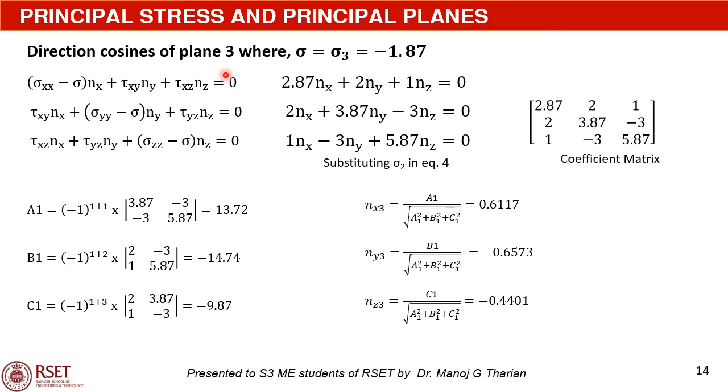Also, here I have calculated the direction cosines for the principal plane 3, where sigma equal to sigma 3 is equal to -1.87. We substitute this value of sigma 3 equal to -1.87 instead of sigma in the set of three equations. We will get these three simultaneous linear equations. This is the coefficient matrix. Calculate the cofactors a1, b1, c1, and we get the direction cosines of the principal plane 3.